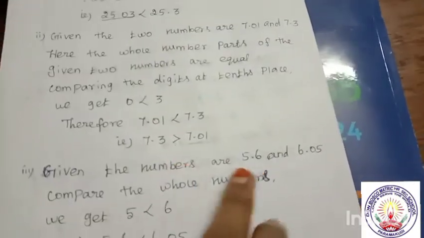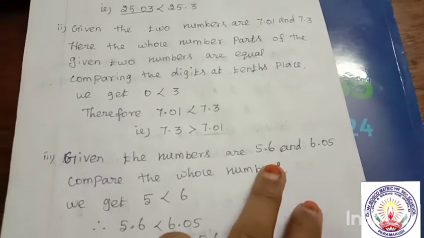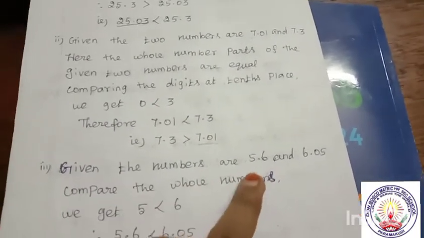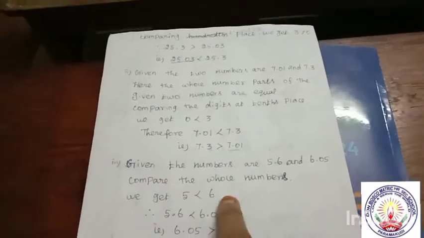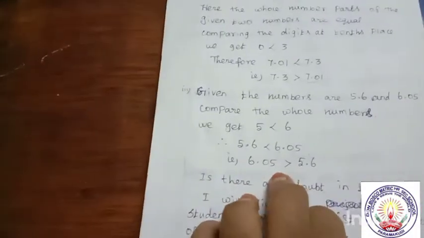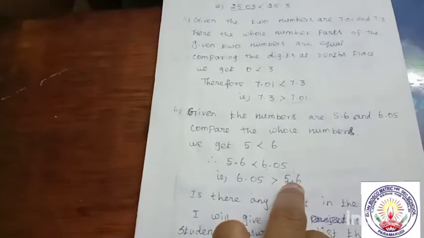Next, third one, 5.6 and 6.05. Given the numbers are 5.6 and 6.05. Compare the whole numbers. We get 5 and 6. 5 is less than 6. 5.6 is less than 6.05. Therefore, which one is the smallest number? 5.6.